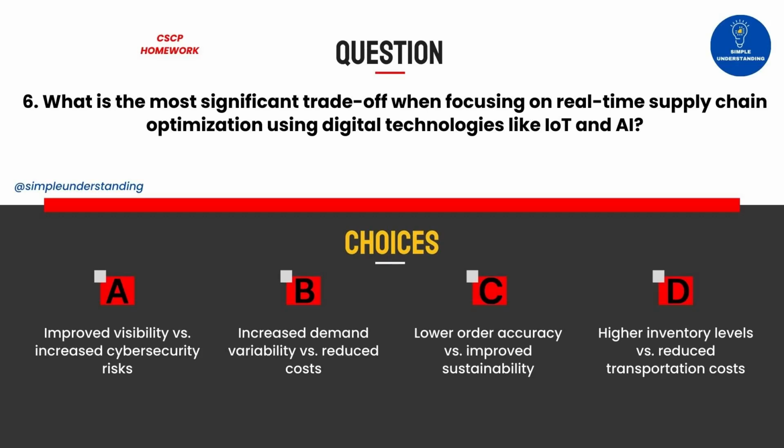6. What is the most significant trade-off when focusing on real-time supply chain optimization using digital technologies like IoT and AI? A. Improved visibility versus increased cybersecurity risks. B. Increased demand variability versus reduced costs. C. Lower order accuracy versus improved sustainability. D. Higher inventory levels versus reduced transportation costs.